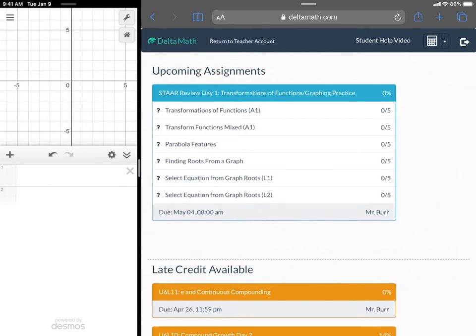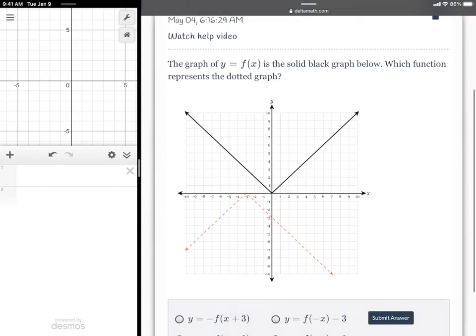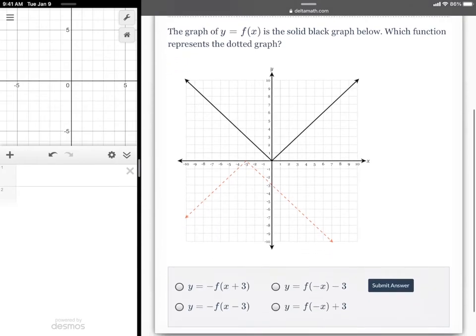So what I've got here is side by side Desmos on the left and your Delta Math assignment on the right. And I'm going to show you how you can get through this assignment using the graphing calculator. So here's question 1. The graph of y equals f of x is the solid black graph below. Which function represents the dotted graph?